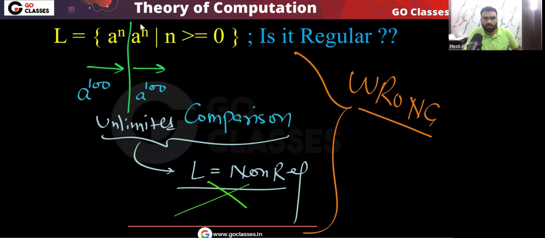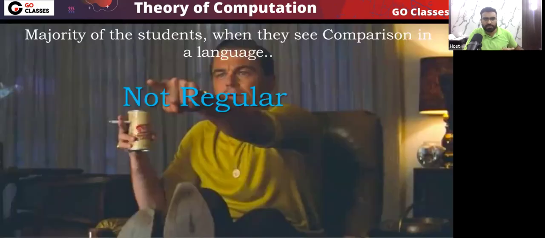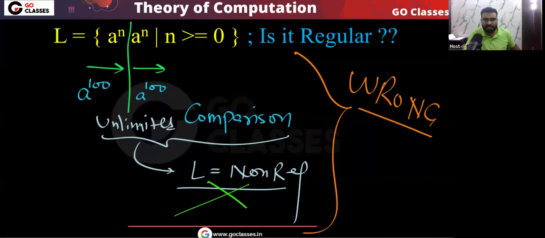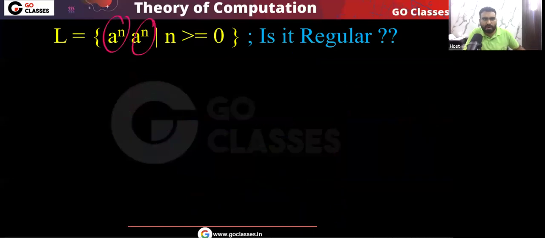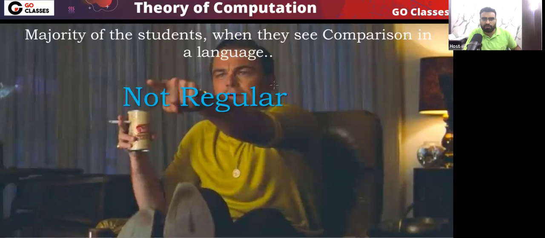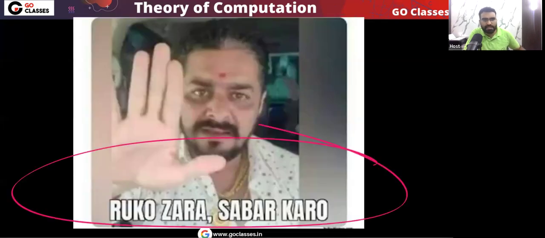Okay. First you understand the language. Many students, when they see a comparison in a language, like a power n, directly say it is non-regular. Yes or no? This is what they do. When they see a comparison, they immediately say that it is non-regular. But you should understand the language.